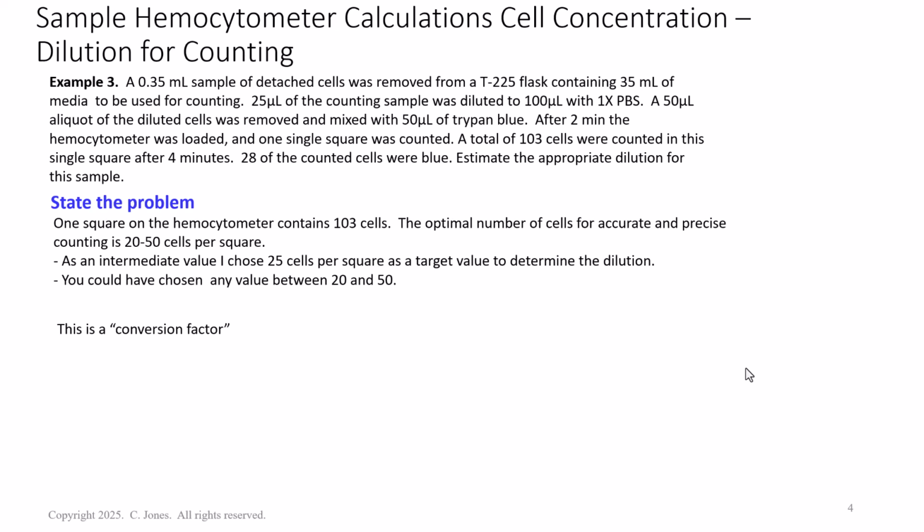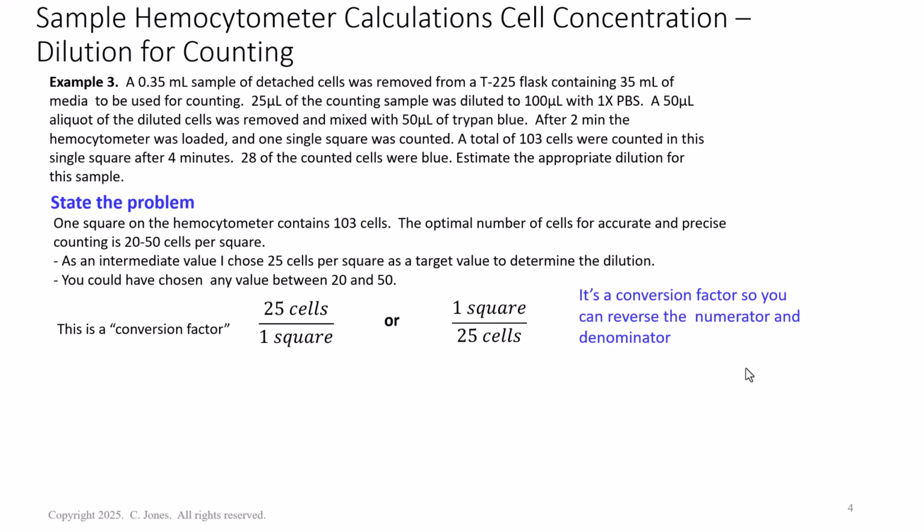Okay, so really you just look at this and say this is a conversion factor, 25 cells per 1 square, all right? Or 1 square per 25 cells, right? It's a conversion factor, so you can reverse the numerator and denominator. So it's just saying 1 square equals 25 cells, or 25 cells equals 1 square. Simple algebra here. Okay, so to calculate the dilution factor, all we have to do is multiply 103 cells times 1 square per 25 cells. This gives us a value of 4.12, which is approximately 4, right?